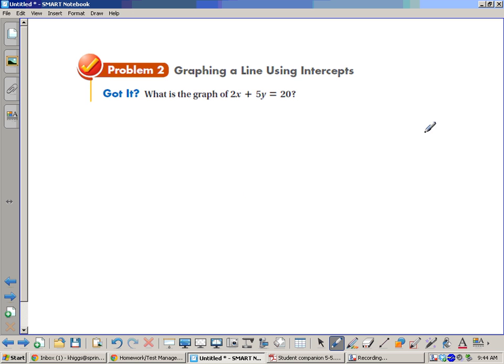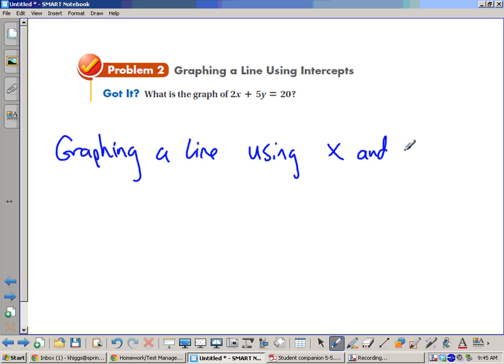So how do we graph using x and y-intercept? So graphing, this is just another way of graphing a line using x and y intercepts. So first, we're going to find the x-intercept. So hold on here. 2x plus 5 times 0 equals 20.